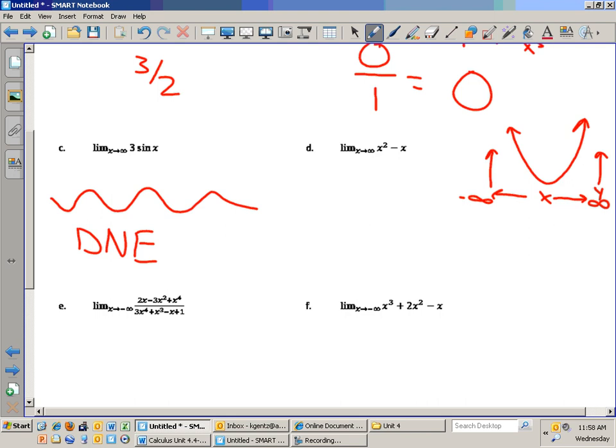Let's just confirm it. When you want to confirm it with a polynomial, simply do this. Factor out the largest term. If I factor out an x squared, I get x squared times what? 1 minus 1 over x. Look at how easy that is now. 1 over x goes to 0. 1 minus 0 is 1.